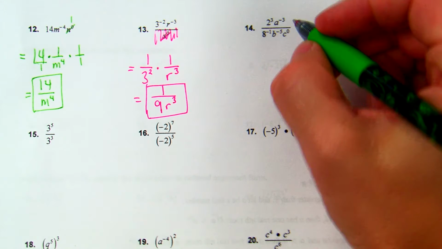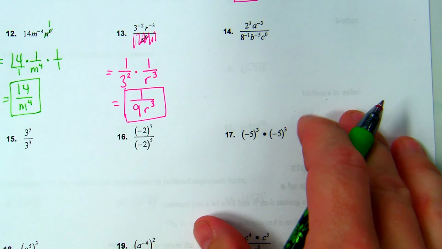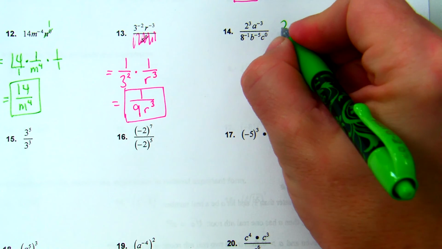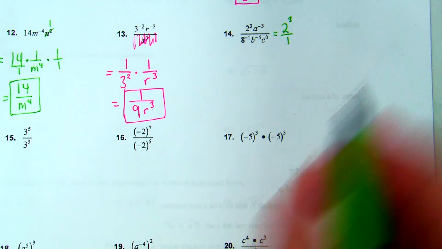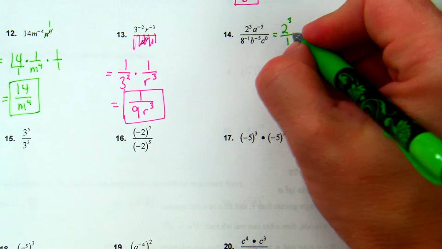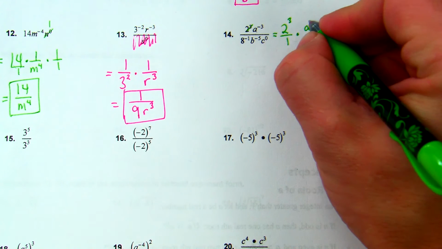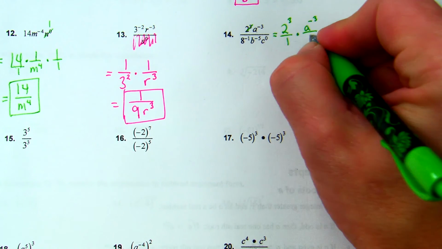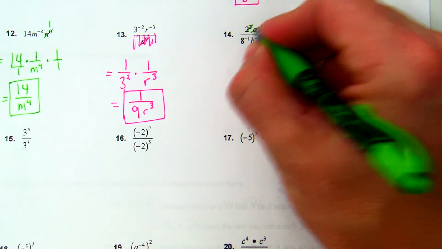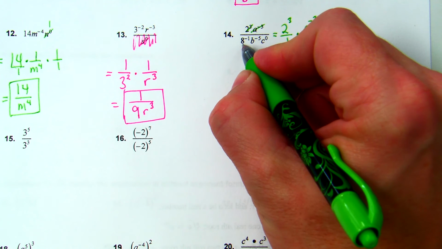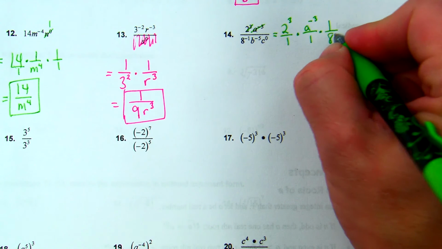But if you look at this right here, I'm going to take each piece and break it out. Okay, so the first one, I've got 2 to the third over 1. Okay, this is going to be equal to the same thing. The next factor, okay, that takes care of that one. The next factor I have is a to the negative 3 all over 1. And then, that takes care of that one. This is the same thing as 1 over 8 to the negative 1.